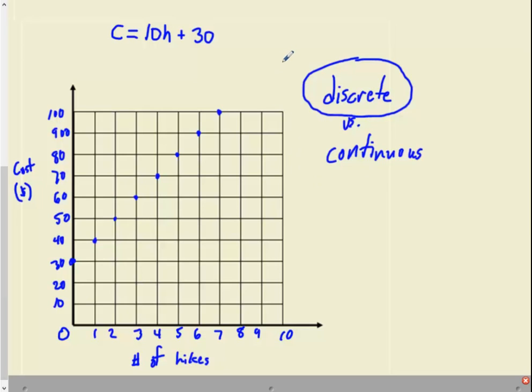Okay, so there you have some examples of how to write linear equations using slope-intercept form. Good luck.